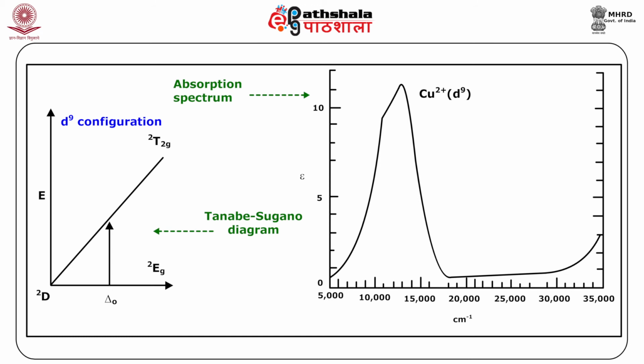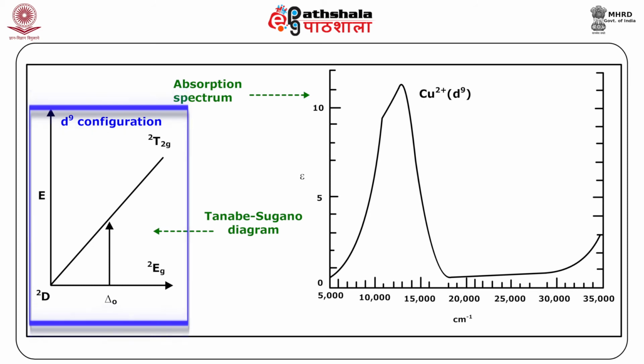The examples of the D9 configuration include the copper 2 plus complex having H2O as the weak field ligand. The Tanabe-Sugano diagram along with the absorption spectrum is represented in the figure. From the figure, it can be seen that only one transition is possible from the ground doublet Eg state to the excited doublet T2g state. Thus, only one transition band should be observed corresponding to the value of delta naught.